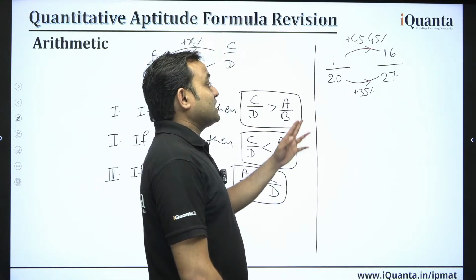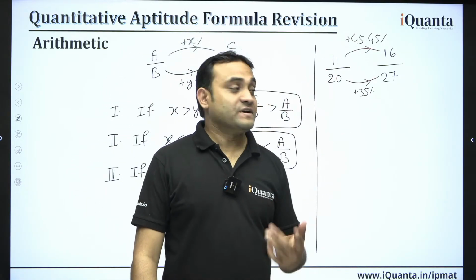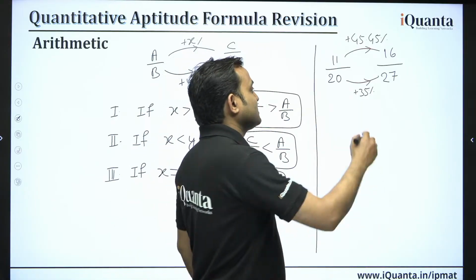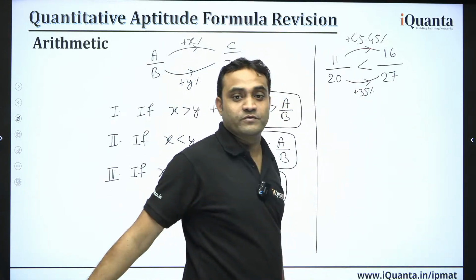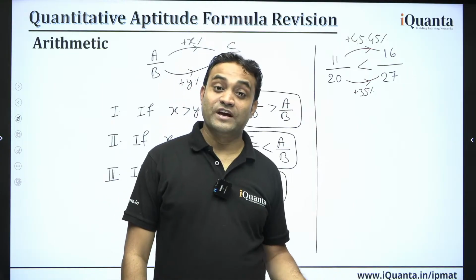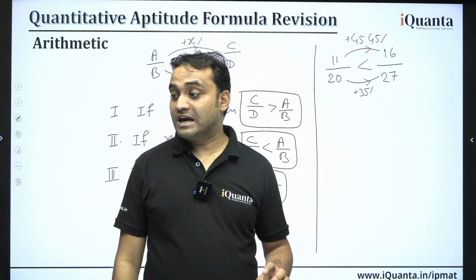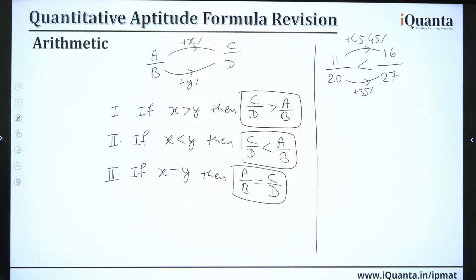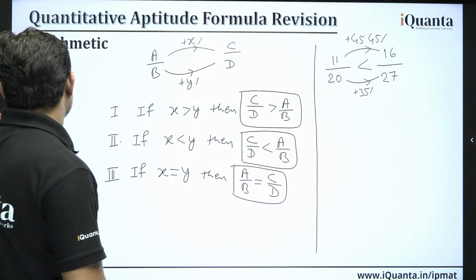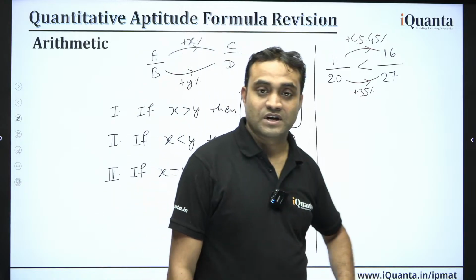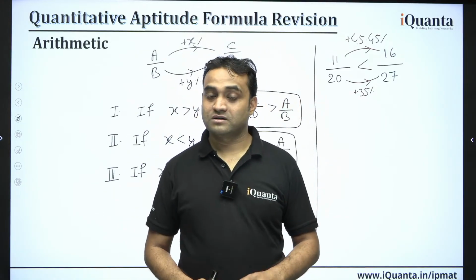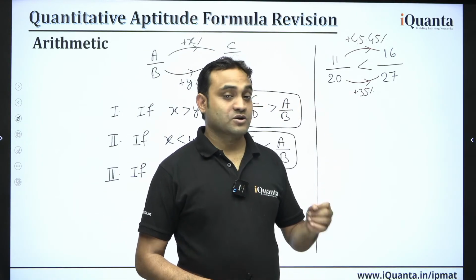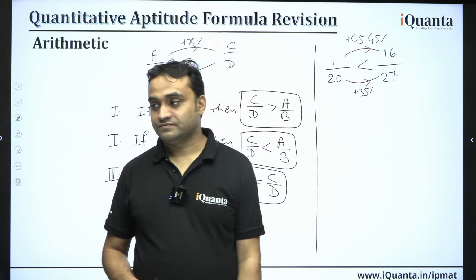So 45.45 is definitely greater than 35. So in that case, the new value will be greater than the previous value. So in this way, you can basically compare any two fractions. Think about this. In this way, you can compare any two given fractions if required. If none of the concepts work with respect to fractions, you can use this.